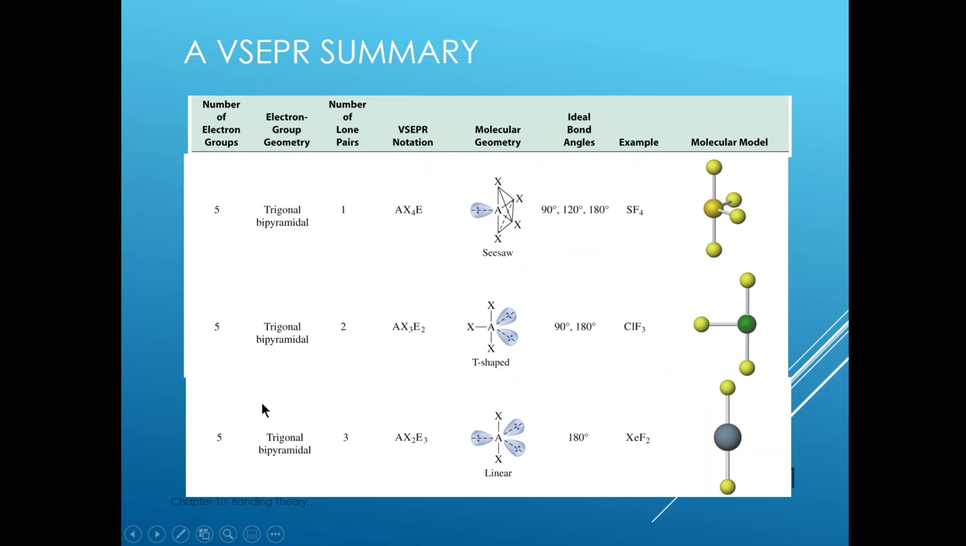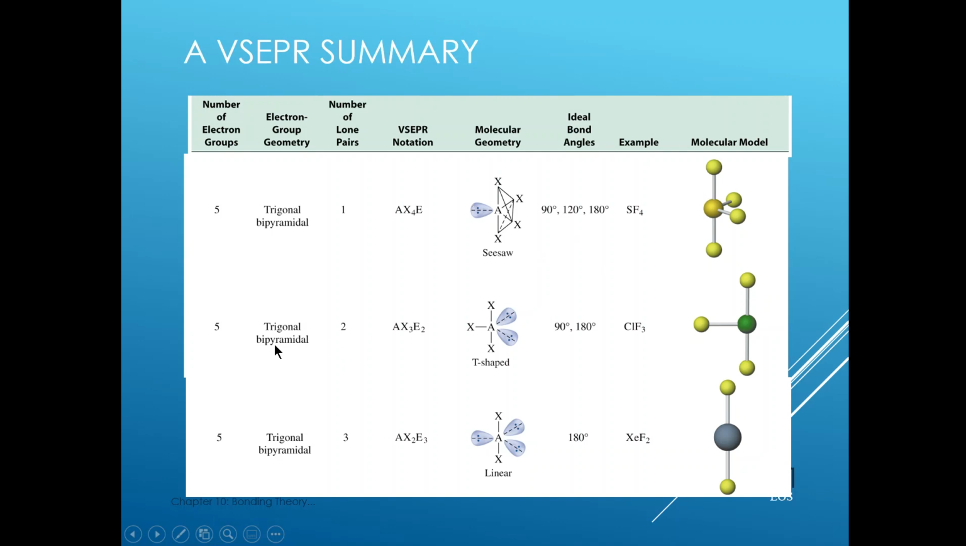And then we get to different situations where you have 5 electron groups, but the number of electron pairs vary. So in this case here, we have one lone pair of electrons. Therefore, the VSEPR notation would be this, and this would be the shape adopted by the molecules. And again, we have different bond angles depending on your perspective. And this would be an example of a molecule that would adopt this shape, and this would be, of course, the molecular model representation.